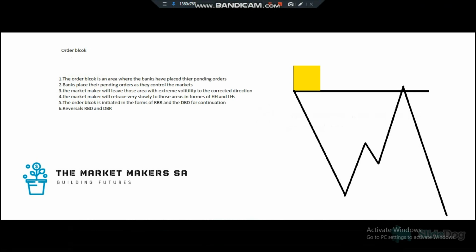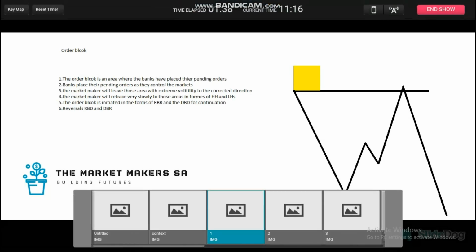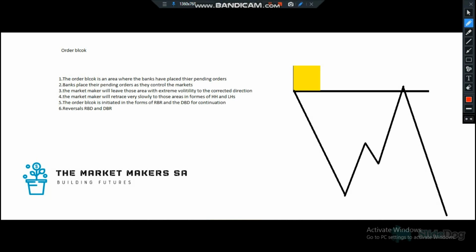So again, it's simple. The market maker will leave those areas with extreme volatility. The moment the base area is completed, the market maker will run from those areas, and then create a small retracement back to that area and then leave, as illustrated on our blog right here. Market maker will leave with extreme volatility, retrace a bit, touch that, come back, second leg, then they leave. It's fairly simple.